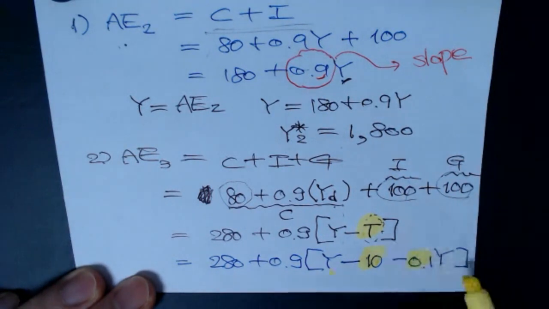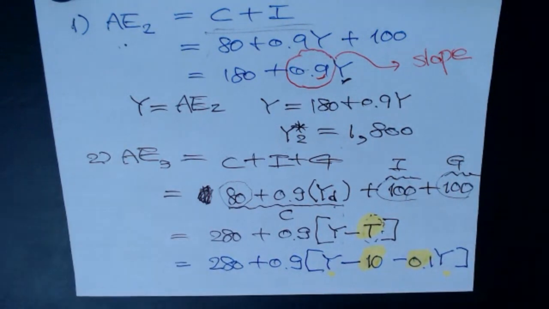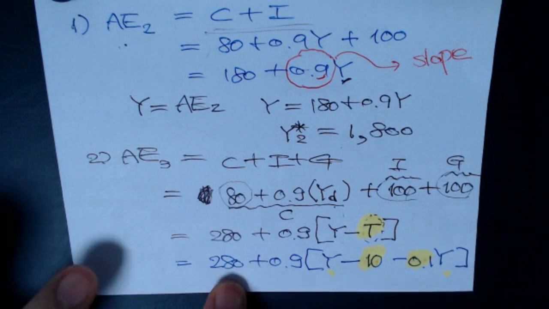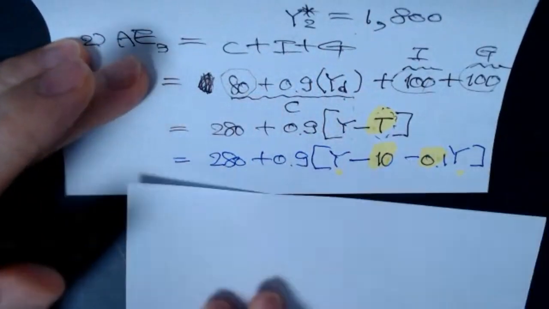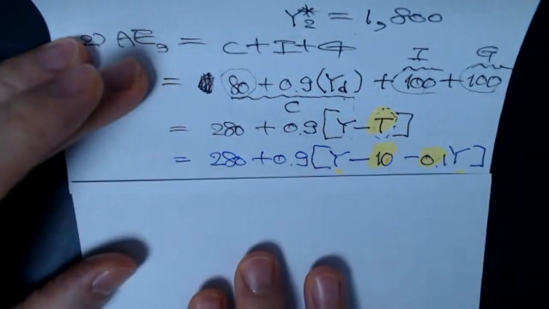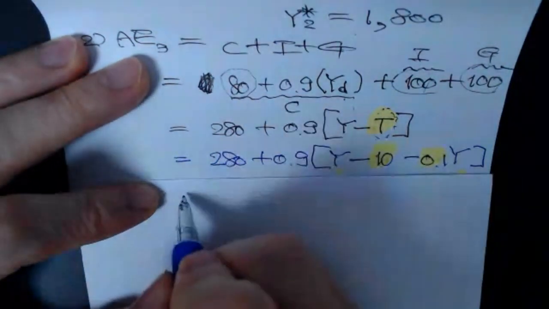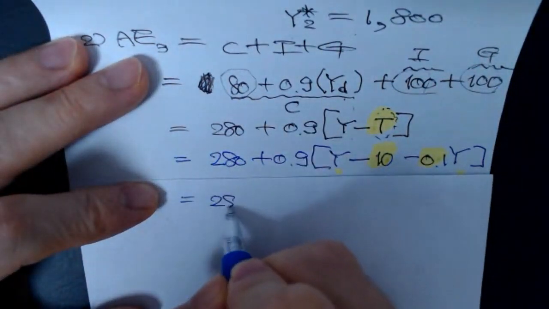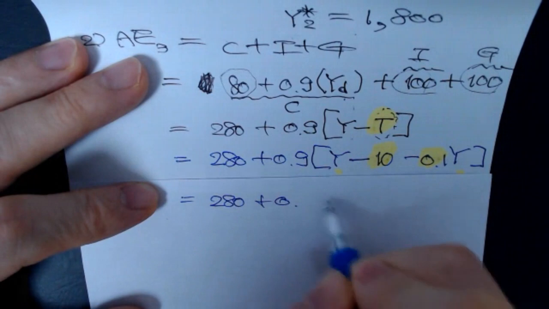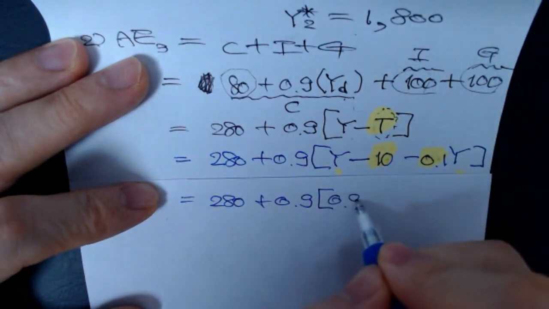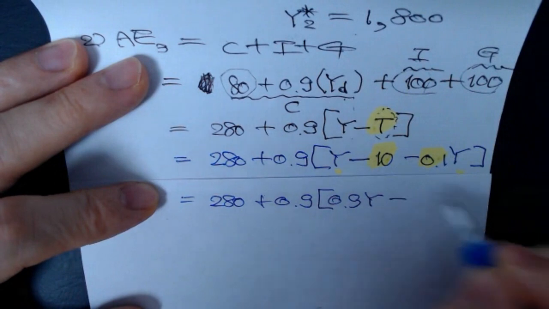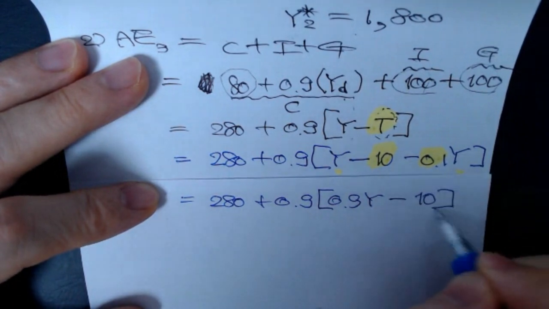So we just have y left, so we can find out what the amount of y is now. From this, continue the calculation in this way. Following that, 280 plus 0.9, 0.9 again, y minus 10.